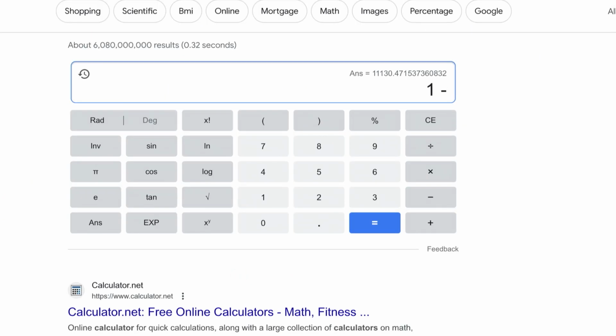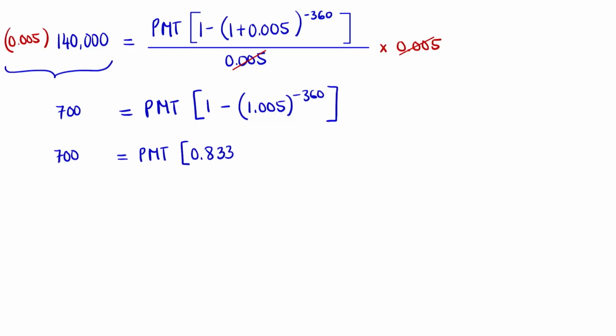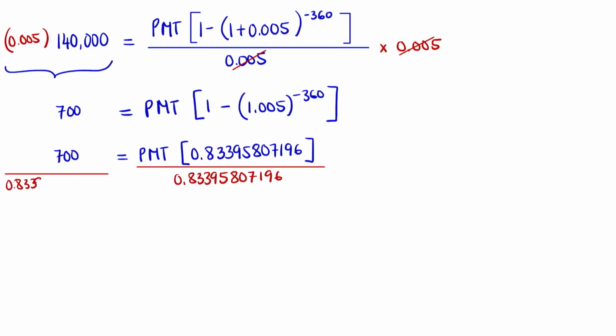1 minus 1.005 raised to negative 360. This is everything inside that square bracket. So I have 0.83395807196. And to solve for the PMT, I divide both sides of this equation by this number, and this got canceled out.